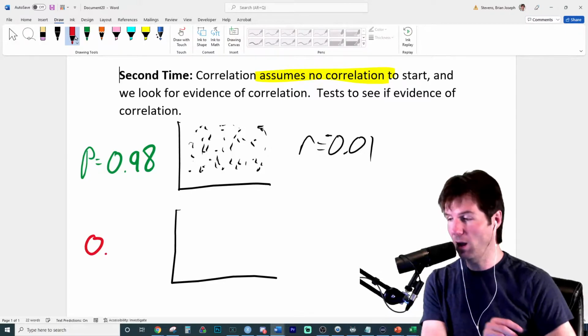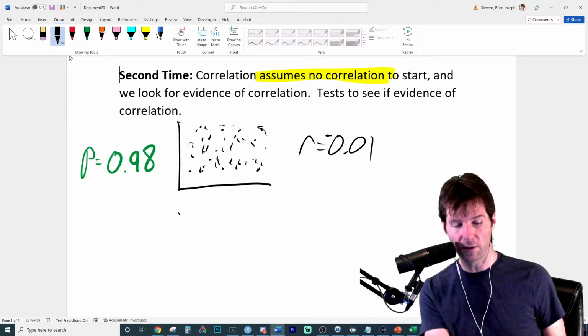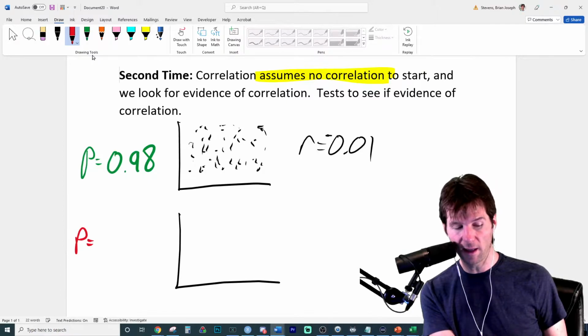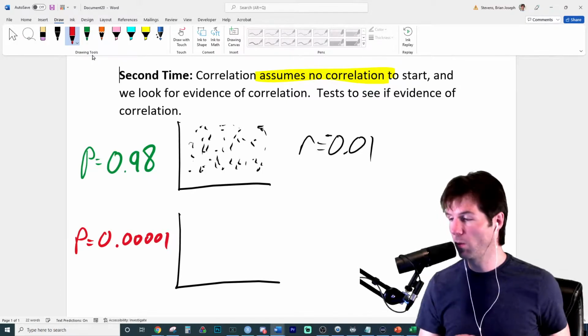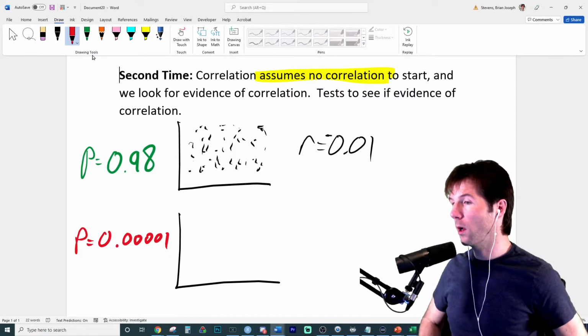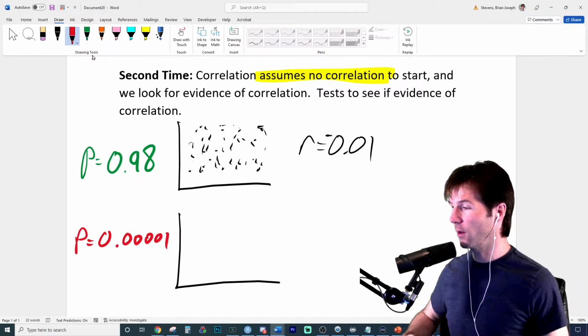What would be unlikely to see if there's no correlation? If there is no correlation, what would be an unlikely result? For the p-value or for R? Oh, well, R is just the strength of the correlation. So never go off statistical significance off of R.